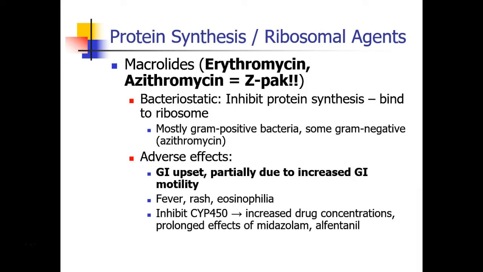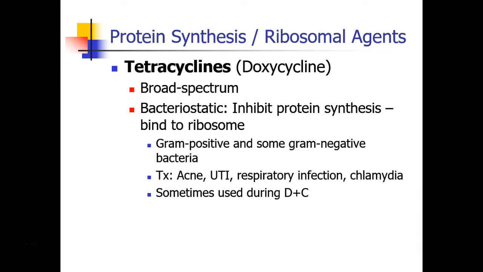Tetracyclines also fall into this category. Doxycycline is the most common. These are broad-spectrum antibiotics which are bacteriostatic. They inhibit protein synthesis by binding to the ribosome. They are effective against gram-positive and some gram-negative bacteria, and are commonly used in the treatment of acne, urinary tract infections, respiratory infections, and chlamydia. I have seen them used occasionally during D&C procedures.